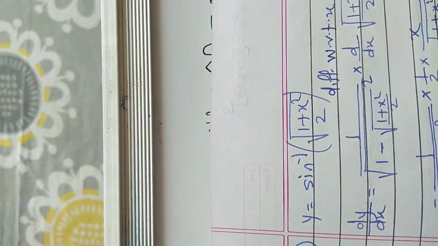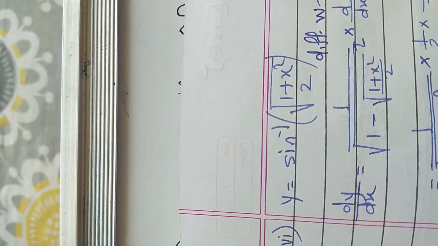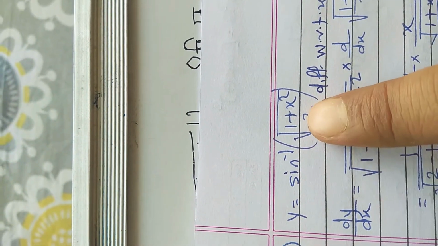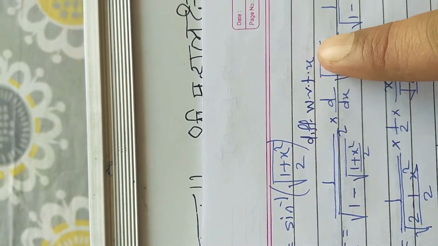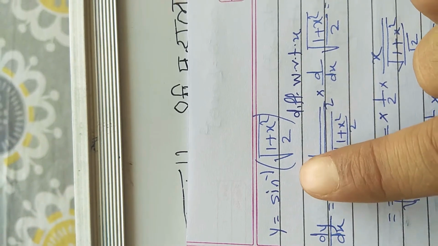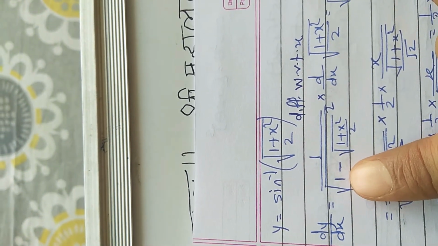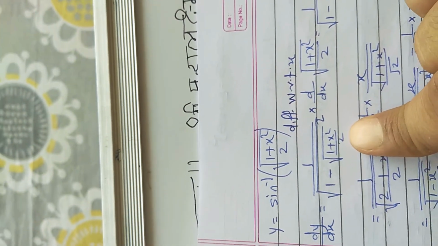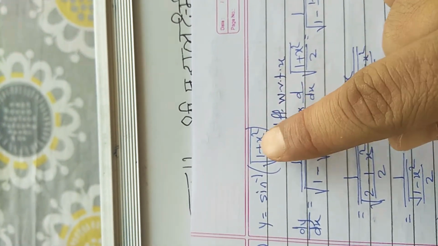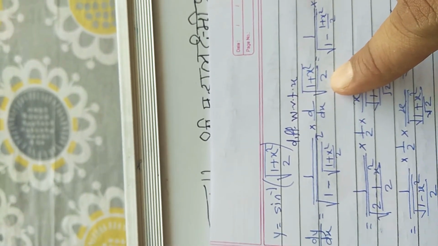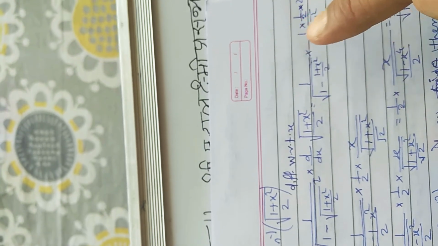Roman 6, y equal to sine inverse of root of 1 plus x square upon 2. Differentiating with respect to x, we will get dy by dx as 1 upon root of 1 minus x square, that is this root square, into derivative of this inner function, that is derivative of this root. We know that derivative of root is 1 upon 2 root.